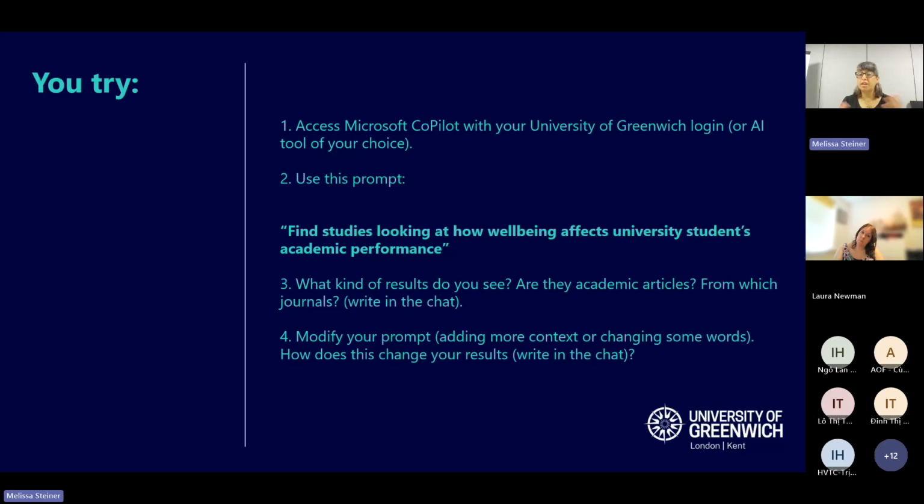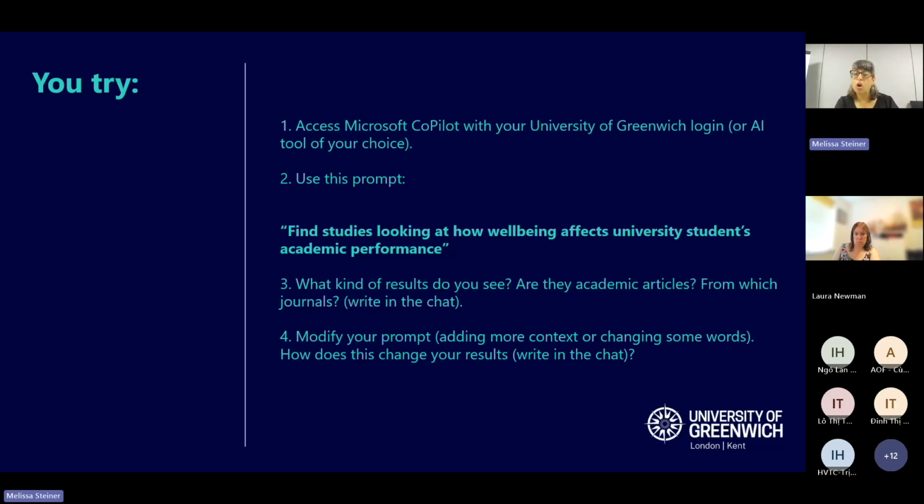If you put in a really basic prompt, you're going to get very general results. The prompt I've used here isn't super detailed. However, it is telling the generative AI tool that we want to find studies. So we're not looking for blog posts, we're looking for research.